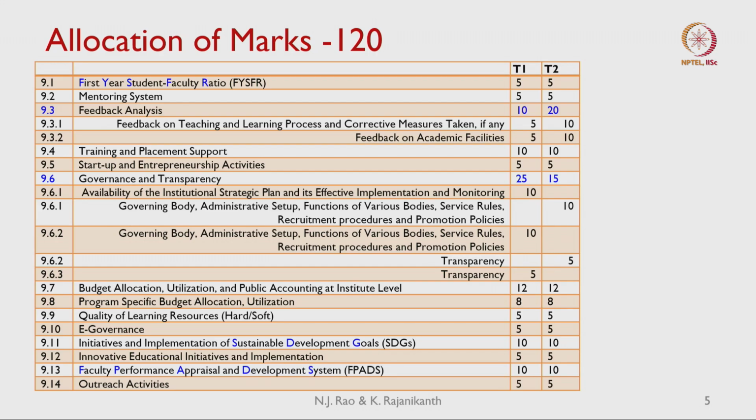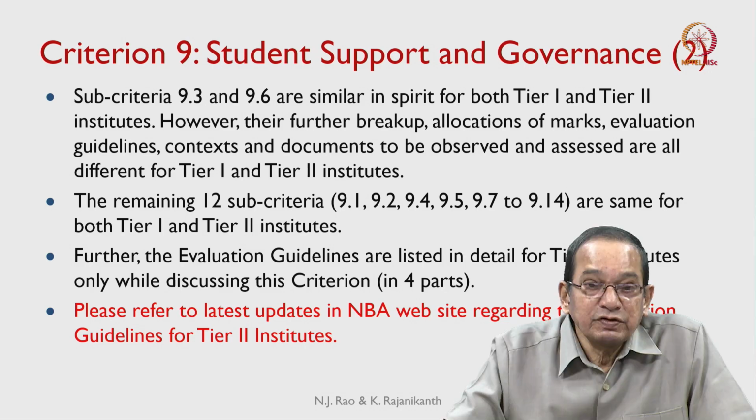So, this shows the allocation of marks of 120 for Tier 1 and Tier 2. You can see in some cases it is the same. For example, if you see 9.2 mentoring system, both Tier 1 and Tier 2 have 5 marks each. But on the other hand, if you see some other criteria like 9.6 governance and transparency, Tier 1 is 25 marks, whereas Tier 2 is only 15 marks. So, there are some places where they are identical, some places where they are different. We will go through all of this in this and in the coming units.